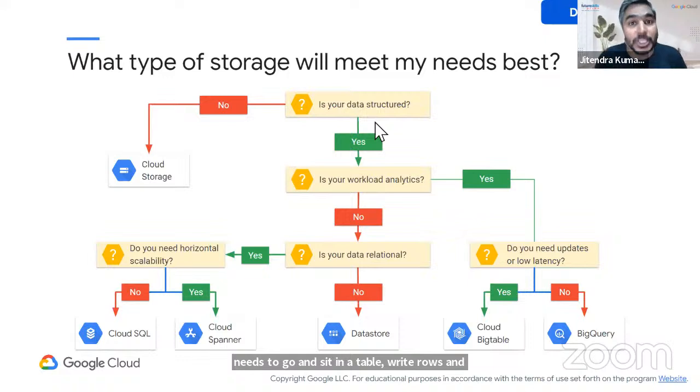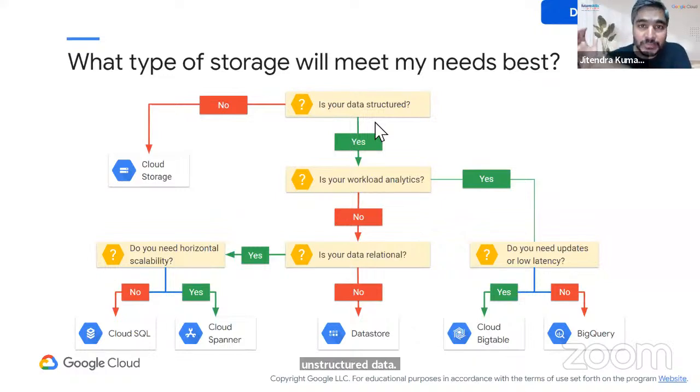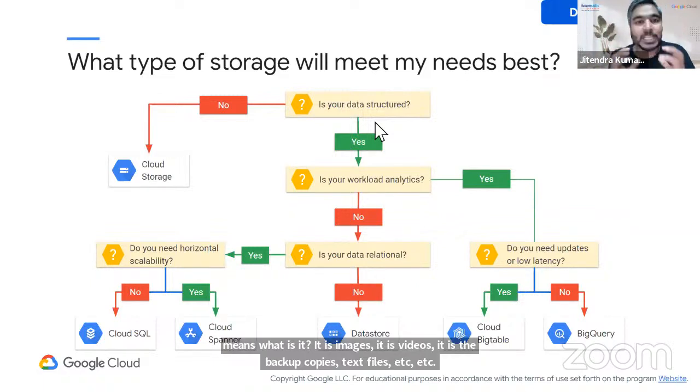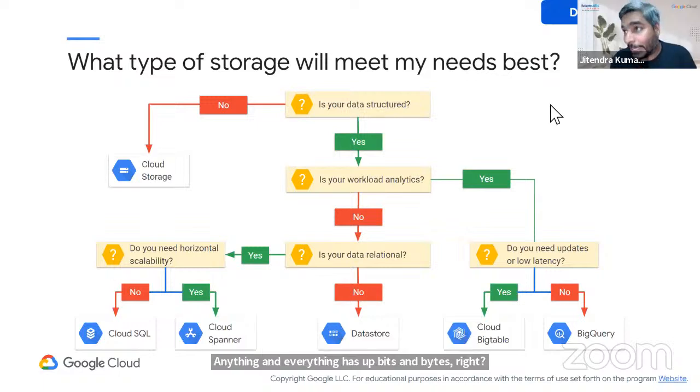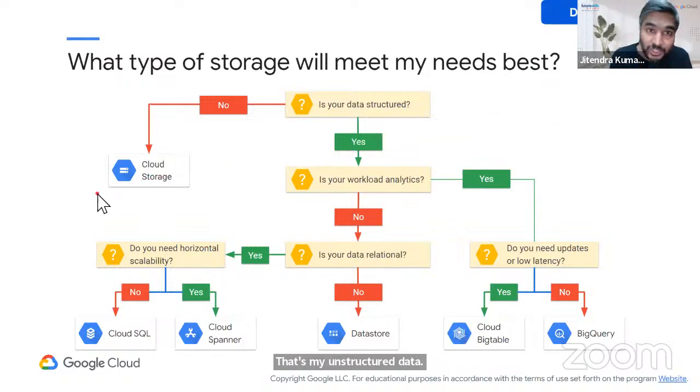Semi-structured, which could be your key value pair. Hey, I need a document database. I need a graph database. I need a columnar database. Some kind of NoSQL database is something that I am looking for. Or this is unstructured data. It means, what is it? It is images, it is videos, it is backup copies, text files, etc., etc. Anything and everything as bits and bytes, right? That's my unstructured data. Okay, so yes, if it is unstructured data, go and pick up Cloud Storage, right?